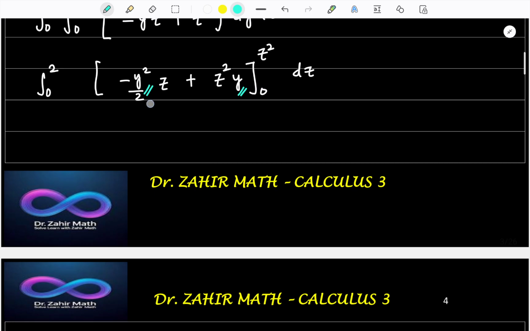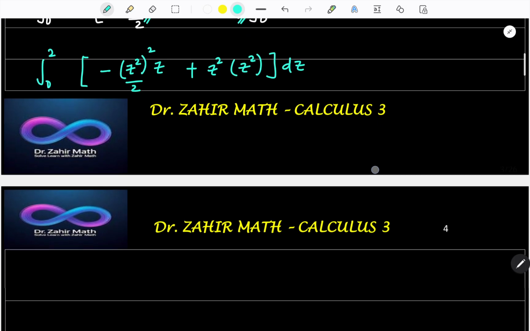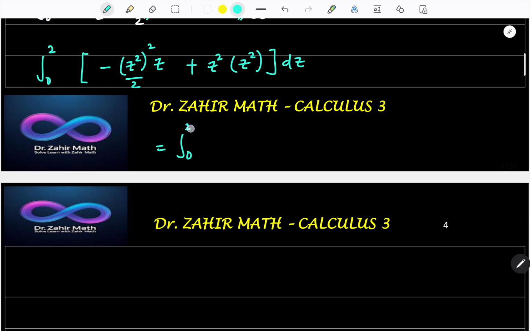When I put the lower limit, it will be 0, so I'm going to put only the upper limit. Integral 0 to 2, minus bracket open, z square for y, after that there is a square, so z to the power of 4, and then z divided by 2, and then plus z square into y will be z square, into dz. So this equals integral 0 to 2, bracket open, this is z to the power of 4 and this is 1, so it's going to become minus z to the power of 5 divided by 2, and then plus z to the power of 4, dz.